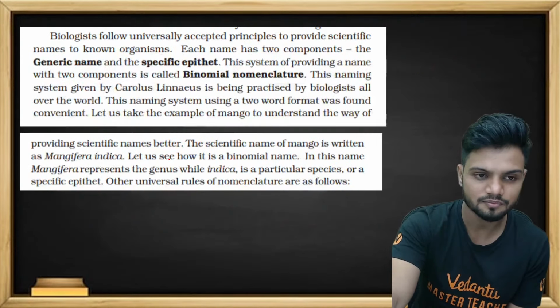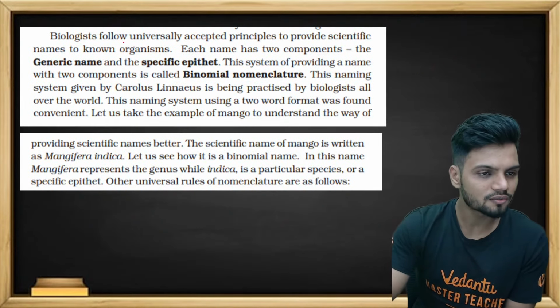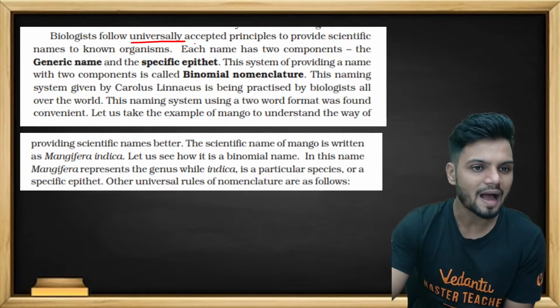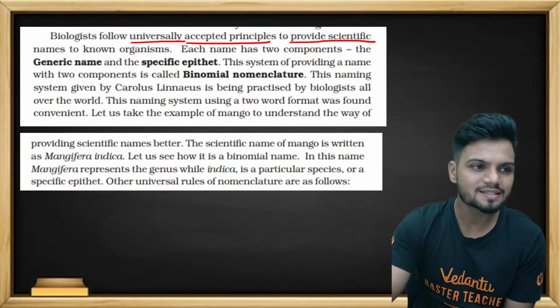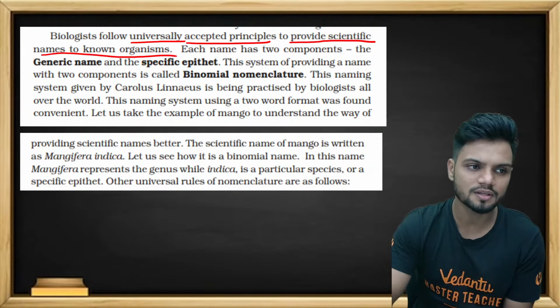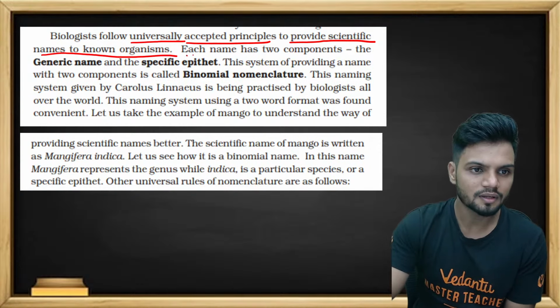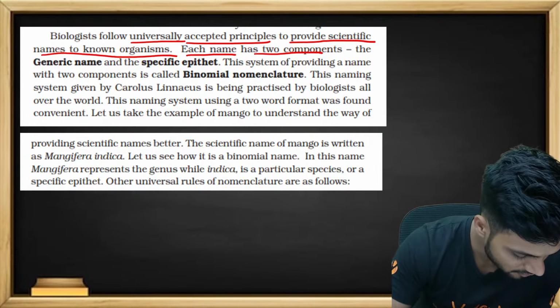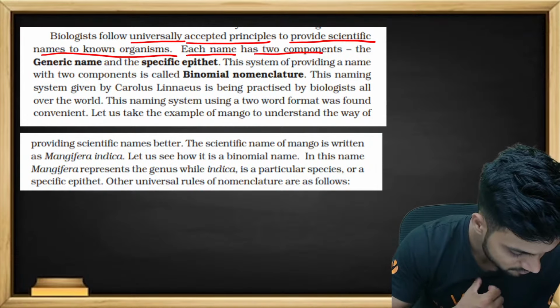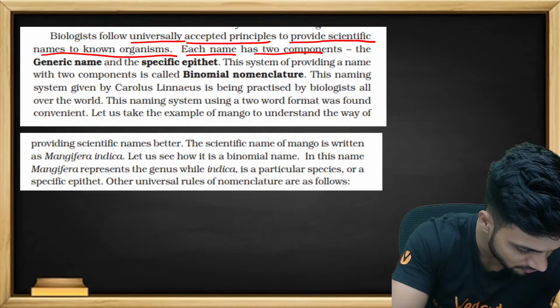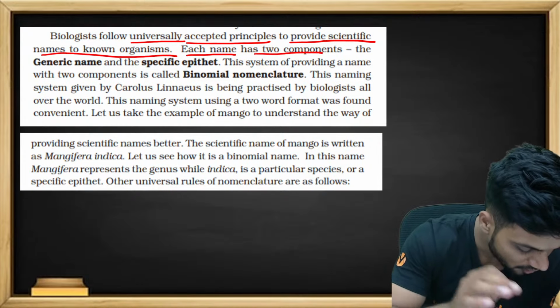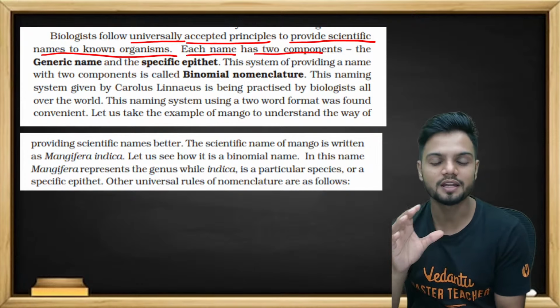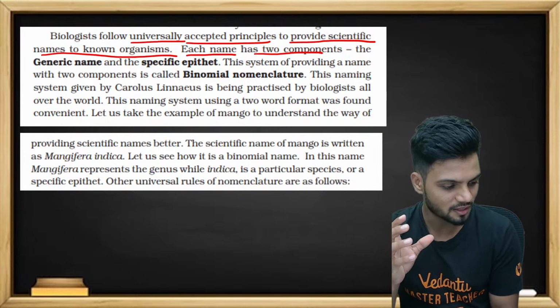Now, biologists follow universally accepted principles to provide scientific names to known organisms. Now, each name has two components. For example, let's take, who should I take from the chat? Anyone? Okay. Let's take my name only. Let's take one random example.